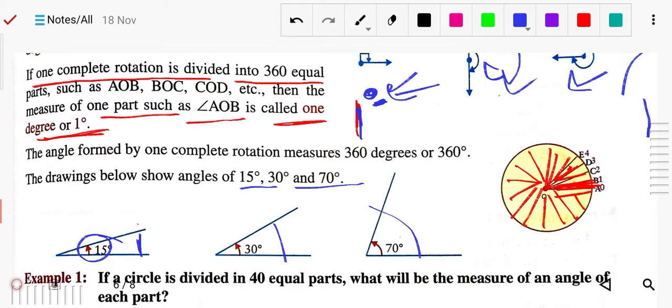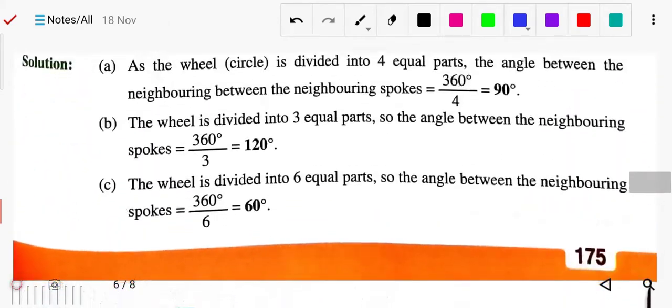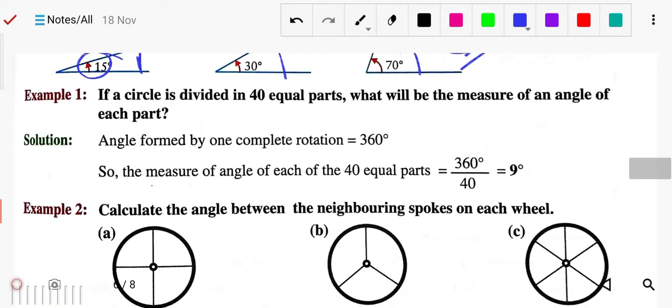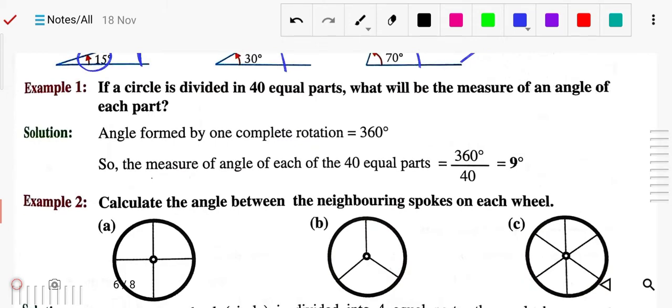So this is about the clock and how it is divided. The complete rotation is 360 degrees. Now next you can see some examples. If a circle is divided into 40 equal parts, what will be the measurement of the angle of each part? So how many parts is it divided into?